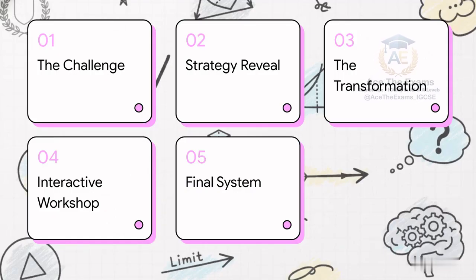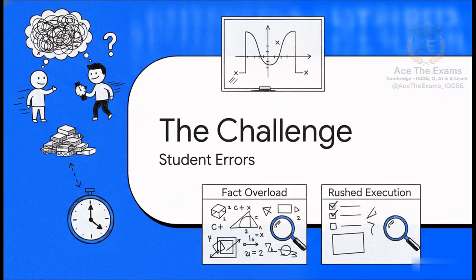So here is our roadmap for today's explainer. We'll start with the challenge, move into the strategy reveal, go through the transformation, hit the interactive workshop, and wrap up with your final system. All right, Section 1, the challenge. Let's look at exactly where things go wrong for most students.